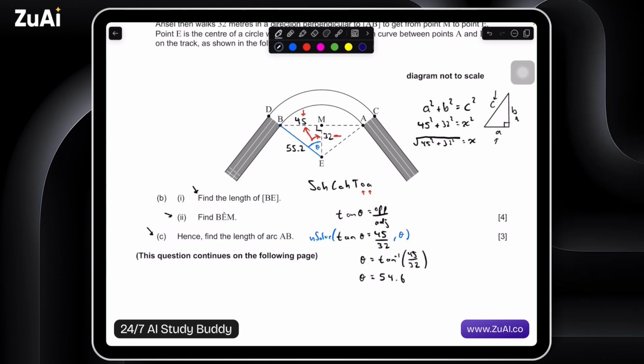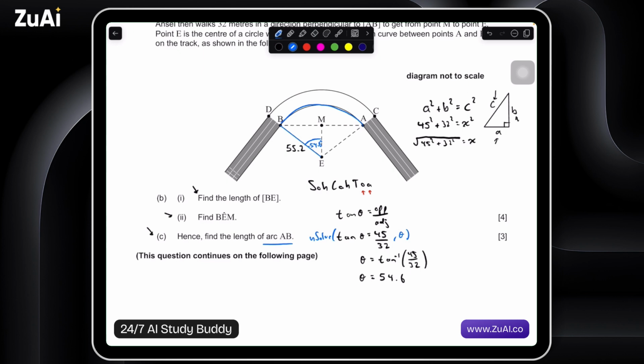Okay, moving on. Let's go to part C. Hence find the length of arc AB. I'm going to clear away some of this and just write what's essential. What do we know? We know that this theta value was equal to 54.6 degrees. If we want to find the arc AB, we want to find this length that we sweep through, this portion.